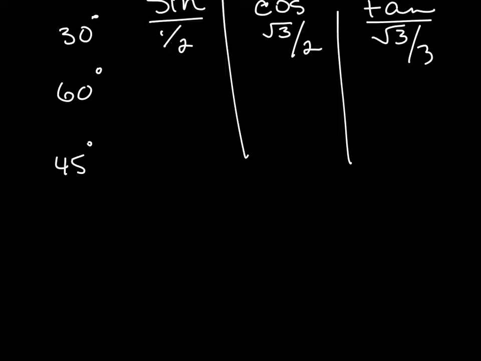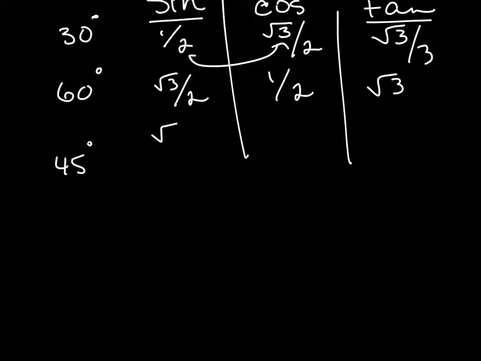It's the opposite for 60 degrees. So you can just reverse these and know that the sine of 60 degrees is square root of 3 over 2. The cosine is 1/2. And the tangent of 60 degrees is square root of 3. For 45 degrees, the sine and the cosine are both the same. And the tangent is 1.